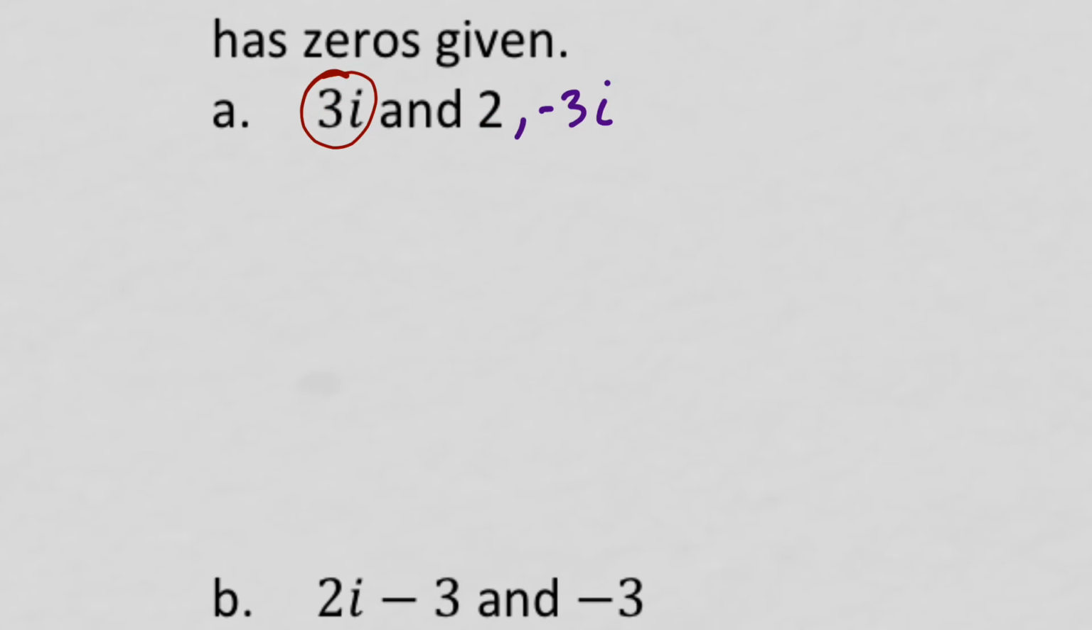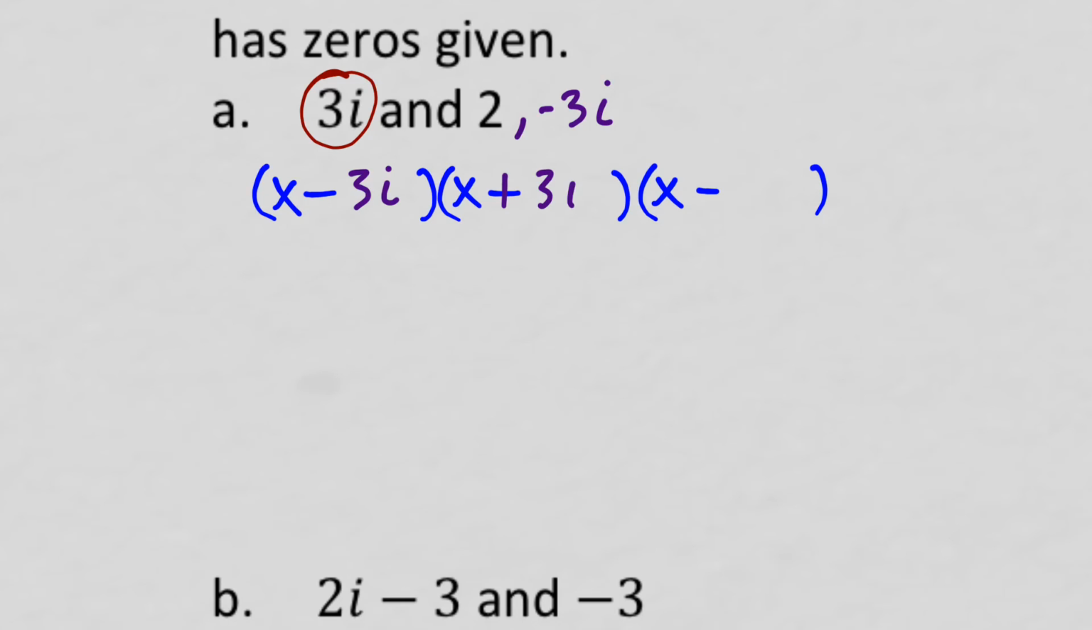So what you're going to do is set 3 sets of parentheses, one for each one. Always x minus, right? So x minus 3i, and x minus negative 3i, which is actually going to make it x plus 3i, and x minus 2. Those are the ones you need to multiply. And at this point, it's just multiply them all times each other. So I'm going to start with these two right here. Multiply those two first.